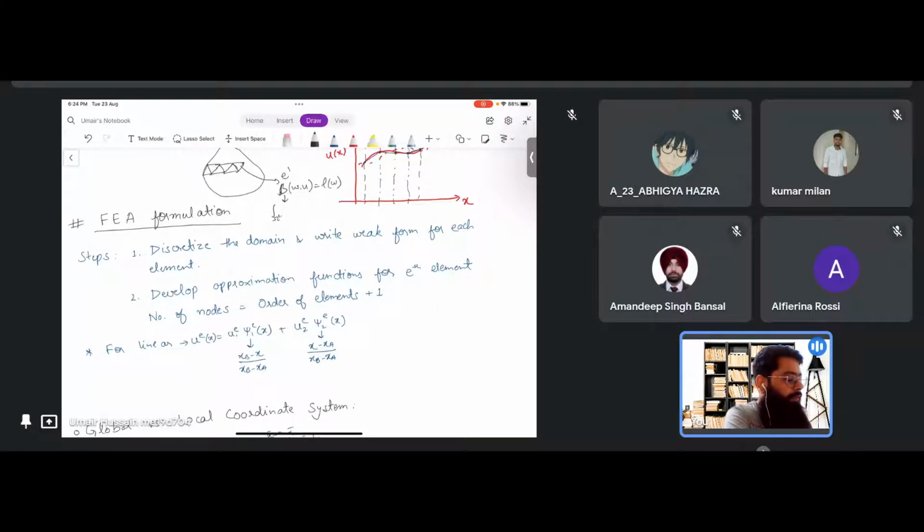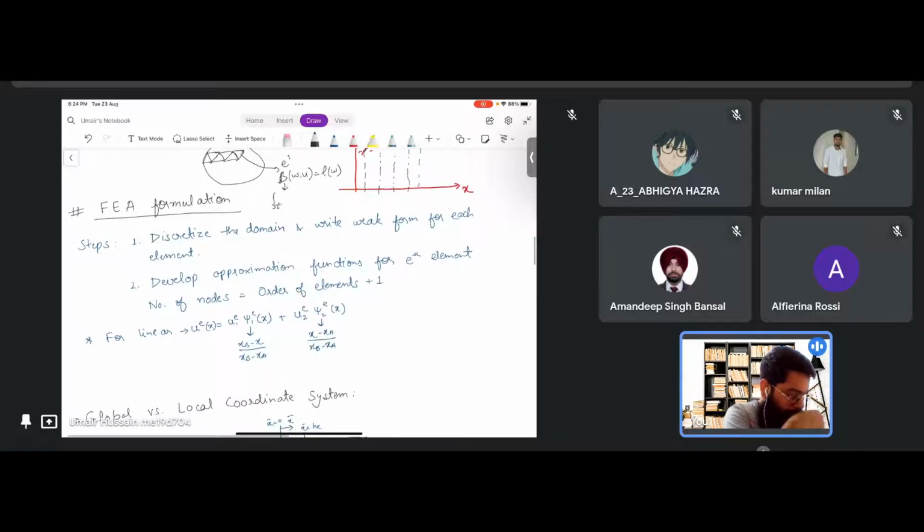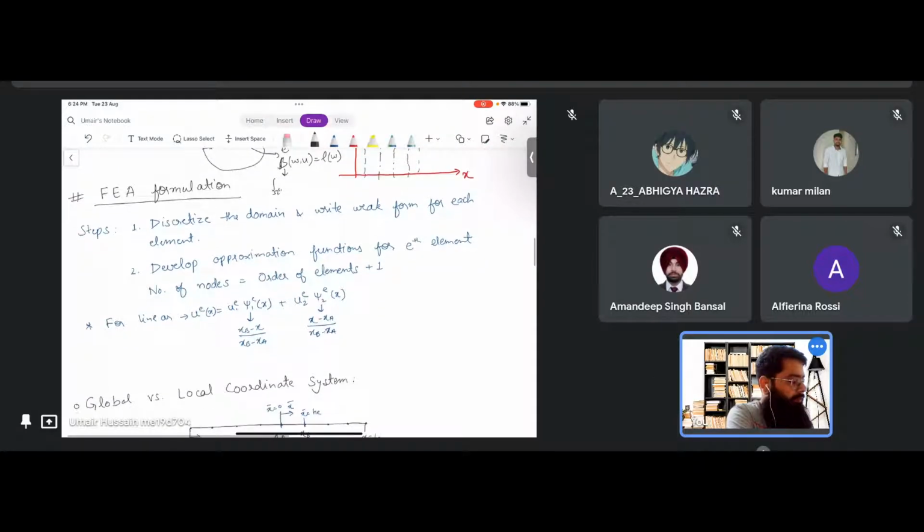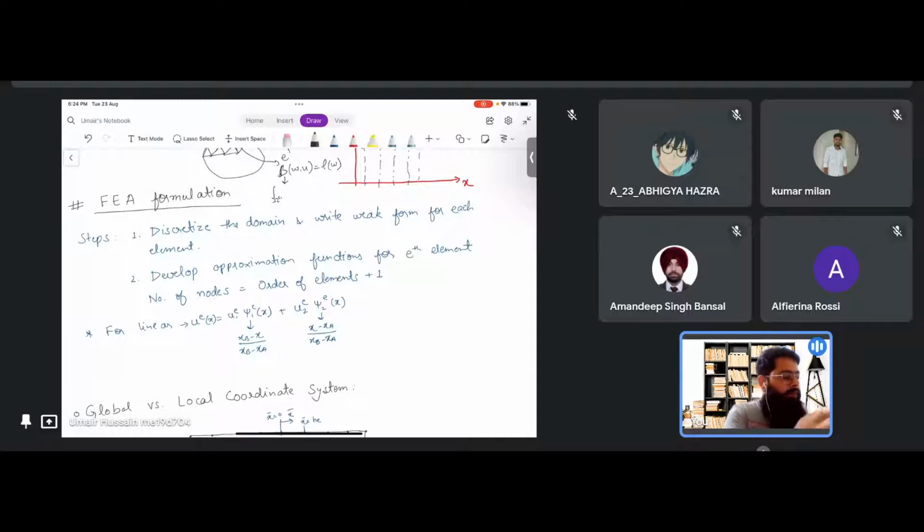So we write the weak form for each element, and then the next task is to develop the approximation function. Yes, exactly, from here we started working. Even for solving in the individual element, the method we use is similar to what we have been doing in weighted residual. But the major difference comes in discretization of the domain. We are doing the same thing, but on an elemental level. Then we will have multiple equations, and we'll combine all those for the domain.